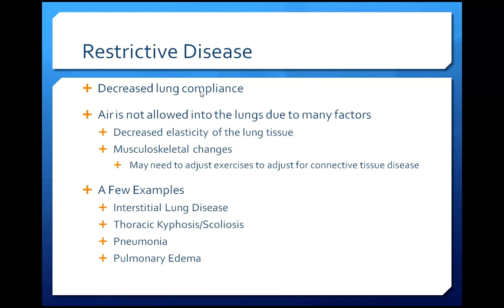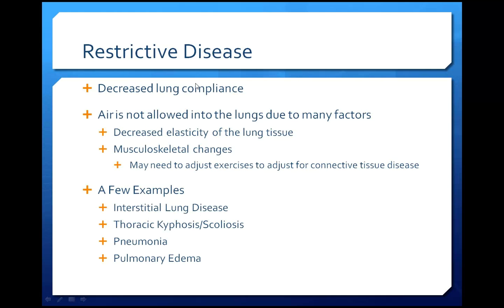Also, musculoskeletal changes can cause a restrictive component to disease, such as thoracic kyphosis or scoliosis. A severe one will hamper that side of the lungs because the ribs or the spine are closing down on that side, so they can't open up the air to the lung tissue.